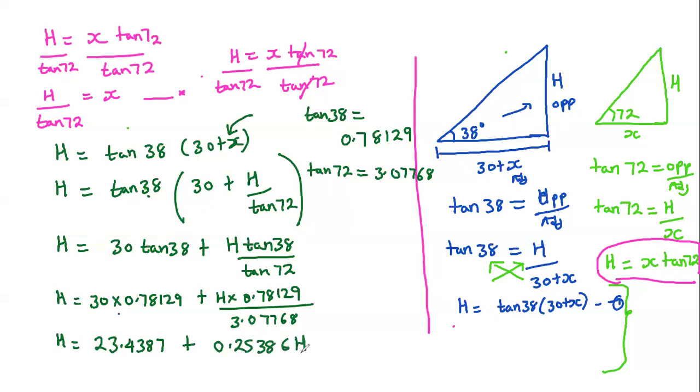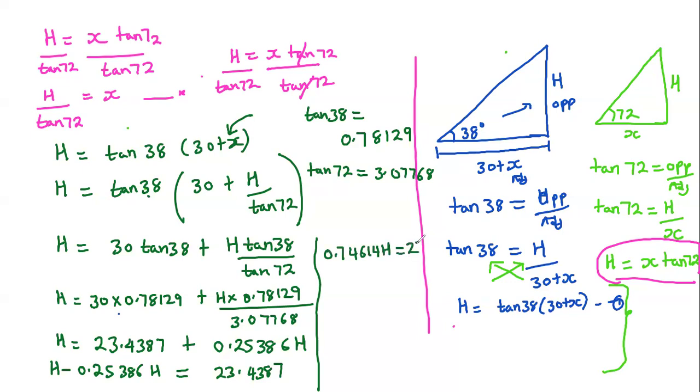0.25386h. Then you collect like terms, take the h to the other side, then you have h minus 0.25386h equaling to 23.4387. So when you continue to subtract 1 minus 0.25386, you end up with 0.74614h equaling to 23.4387. So you divide by 0.74614, divide by 0.74614.